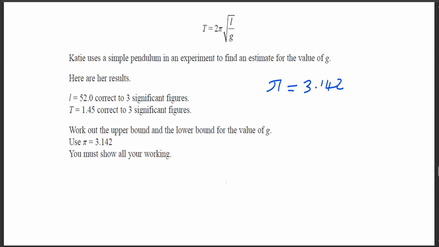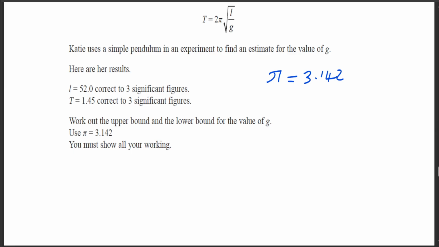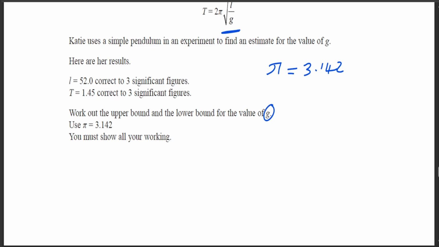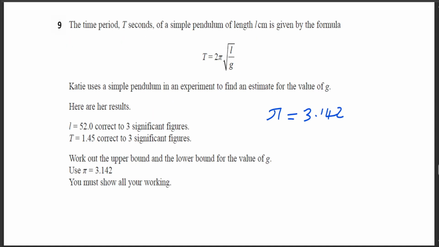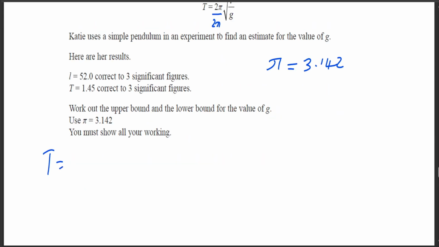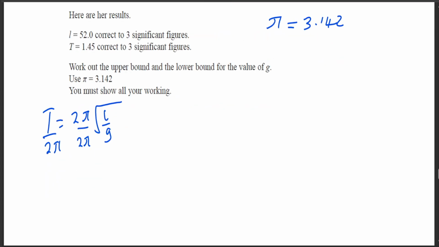Before we do this, we need to make G the subject of the formula, because most probably the question is asking about G. For us to make G the subject, obviously we need to divide by 2 pi. So let me just write here, T is equal to 2 pi root of L over G. You need to divide by 2 pi, and after doing that, you cancel out the 2 pi's and you just remain with L over G.